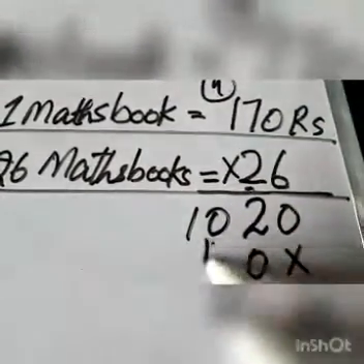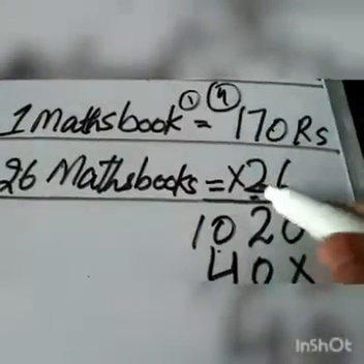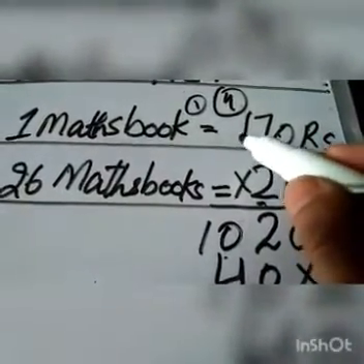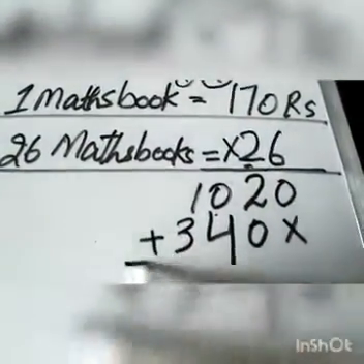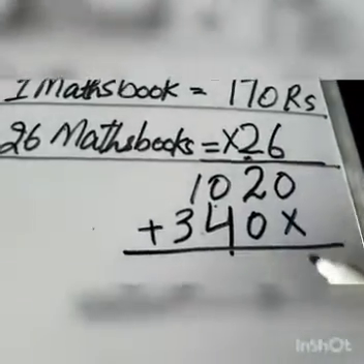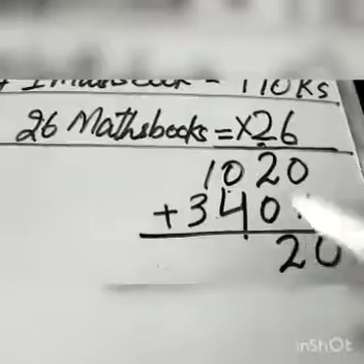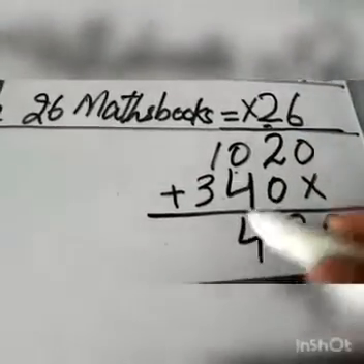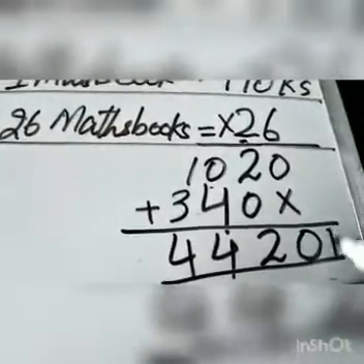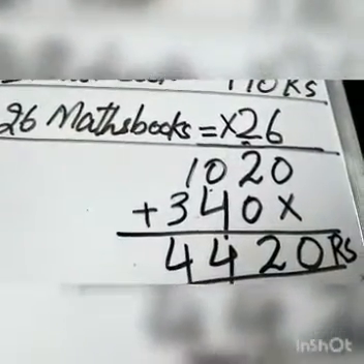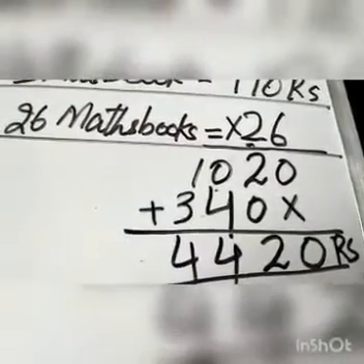7 times is equal to 14. We have to write 4 under the hundreds column and 1 carry over the next. 1 times is equal to 2. 2 plus 1 is equal to 3. Now add them together. 0 plus 0 is equal to 0. 2 plus 0 is equal to 2. 0 plus 4 is equal to 4 and 1 plus 3 is equal to 4. Okay, so the price of 26 maths books is equal to 4420 rupees.